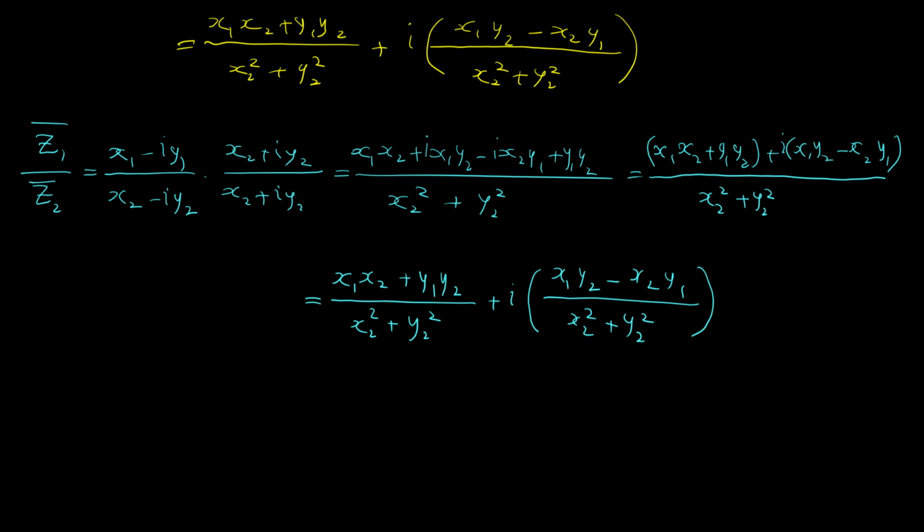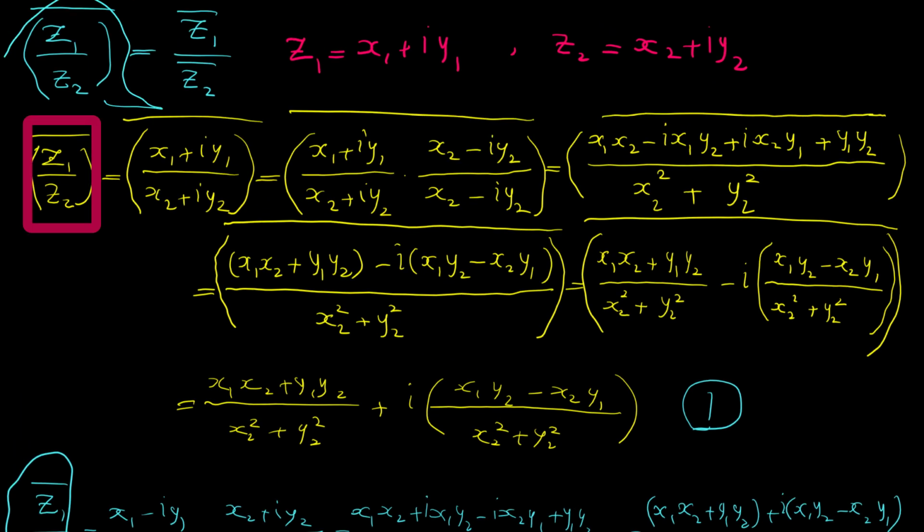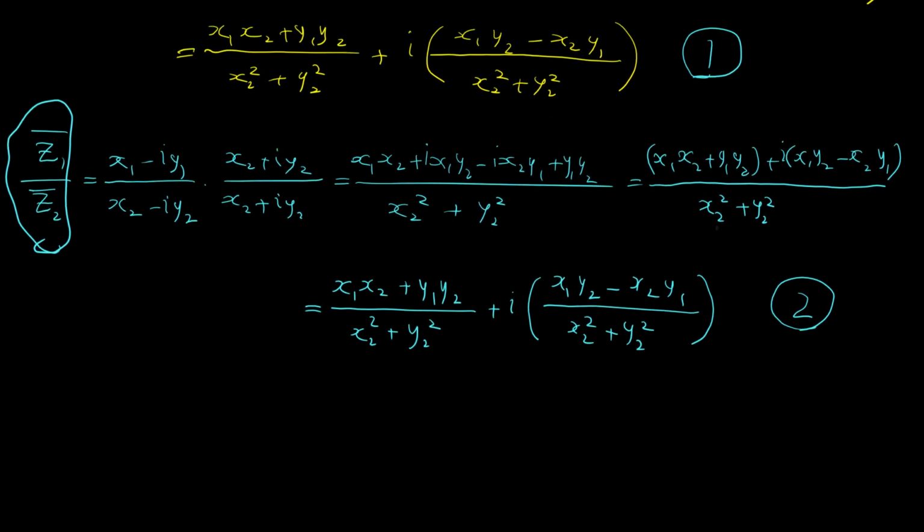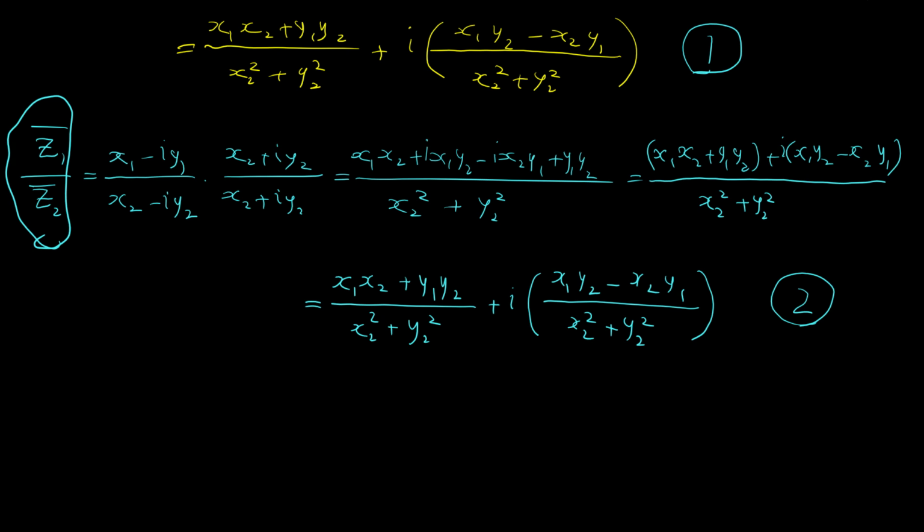By comparing relation 1 and relation 2, we can conclude that this is equal to this. Because, as we can see, the answer for both of them is the same. This expression is exactly equal to this expression here. And this shows that for division of two complex numbers, we can separate the conjugate.